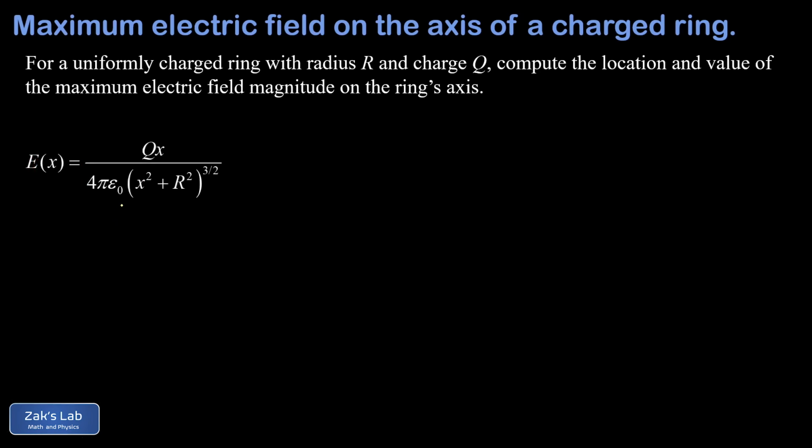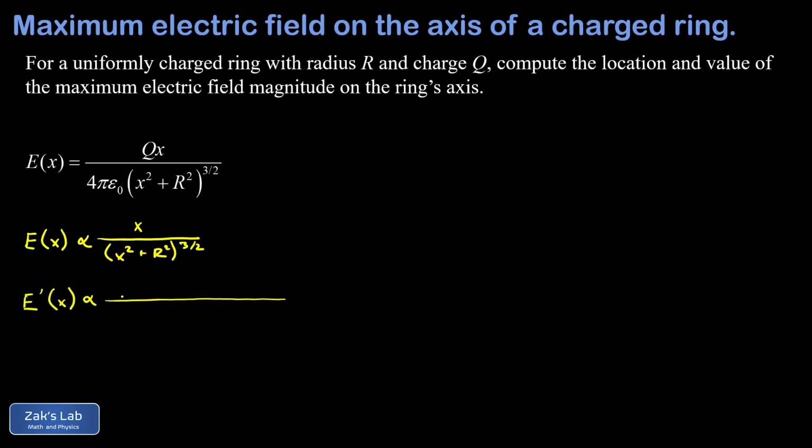So here's our electric field function, and we're trying to find the maximum value of this. And the first thing I want to point out is that the constants out in front don't matter for trying to optimize this function. So that's Q over 4 pi epsilon 0. And I'm going to say that our E of x is proportional to just the parts that matter. That's x in the numerator and x squared plus r squared to the 3/2 in the denominator. So to take the first derivative, we're going to have to use the quotient rule here.